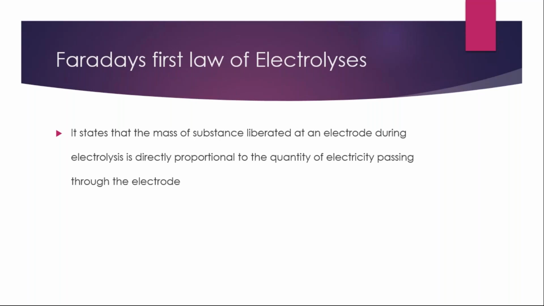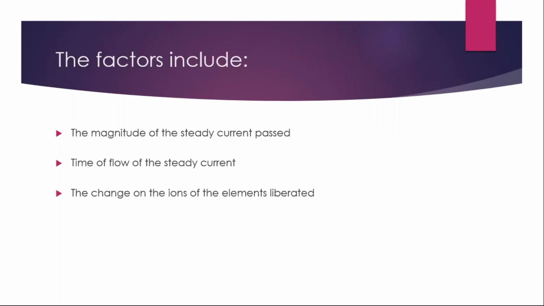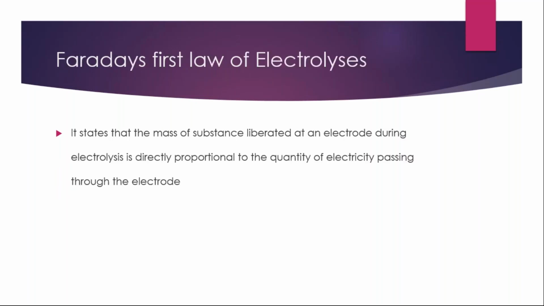Now, let's say, for example, the second factor, which is the time. I've explained the magnitude of the steady current. Now, the next one is the time of the flow of this steady current. Let's say for time t, there would be a total number of copper atoms deposited on the cathode. So the total charge transferred will be 2Ne, because that N represents the total number of copper atoms deposited at the cathode.